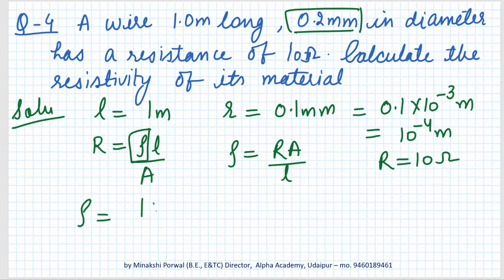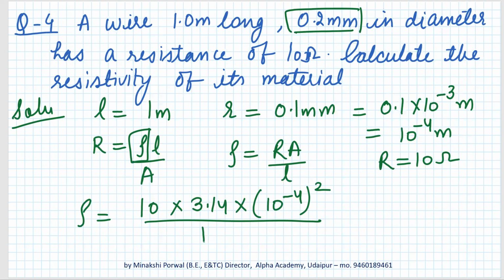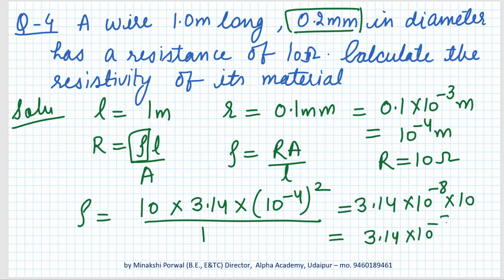R is 10. A is pi r square, the area of cross section of the wire. r is 10 to the power minus 4, the whole square, upon L, which is 1. So it is equal to 3.14 into 10 to the power minus 8 into 10. Yes ma'am, the value of pi is 22/7, right? There is another one also.